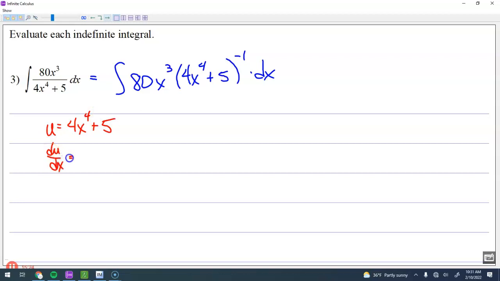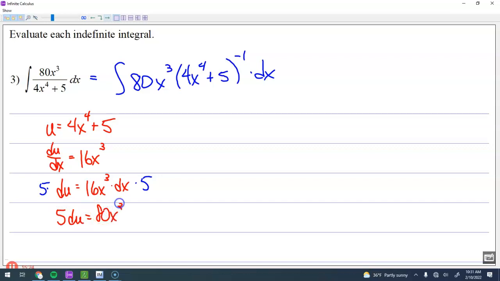The derivative of u with respect to x is 16x to the 3rd. So du equals 16x to the 3rd times dx. Well, I don't have 16x to the 3rd up there. I have 80x to the 3rd. So I can make this into an 80x to the 3rd by multiplying it by 5, which would give me that 5 du equals 80x to the 3rd times dx. And then I can rewrite my integral in terms of u's. So 80x to the 3rd times dx is 5 du.